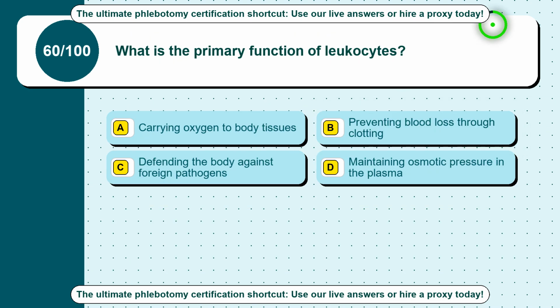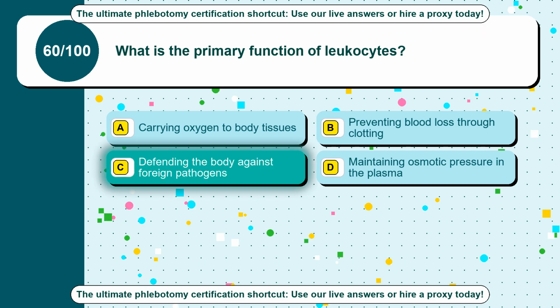Question 60. What is the primary function of leukocytes? Option A, carrying oxygen to body tissues. Option B, preventing blood loss through clotting. Option C, defending the body against foreign pathogens. Option D, maintaining osmotic pressure in the plasma. The correct answer is option C, defending the body against foreign pathogens.